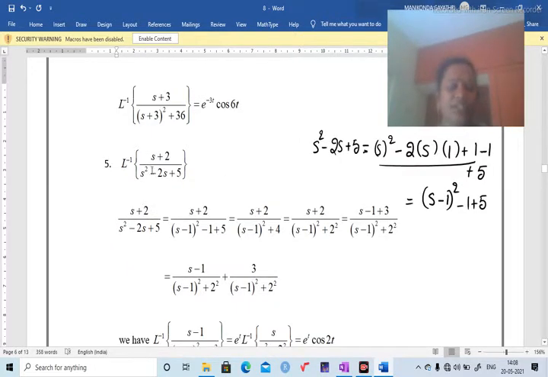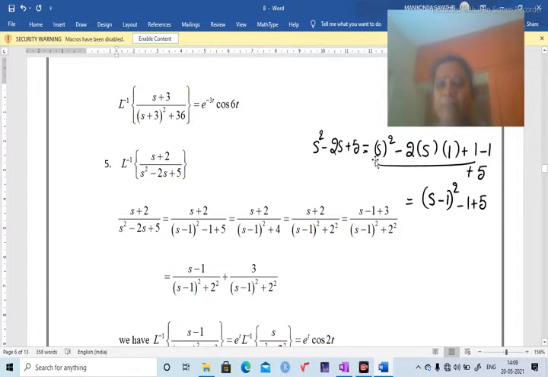Next question, L inverse of (s plus 2) by (s square minus 2s plus 5). So, observe the denominator, now I am going to change the denominator. Here s square minus 2s plus 5 is there. So, observe s square minus 2s, 2s here also we have 2s only. That's why I am writing 1 here. So, 1 into s into minus 2s only. Now, I am going to add plus 1 and subtract minus 1, plus 5 as it is.